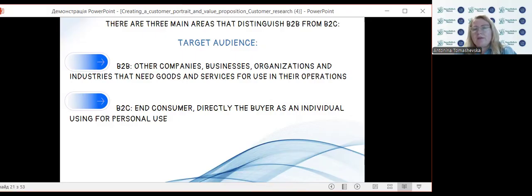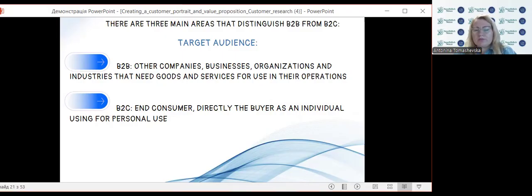Classification of market by type of interaction. B2B, for example: EPAM, Luxoft, IT outsourcing for global companies; Rozetka B2B, a platform for corporate procurement; Nova Poshta Business, a logistics solution for companies; Grammarly, initially a B2B solution, now also B2C.